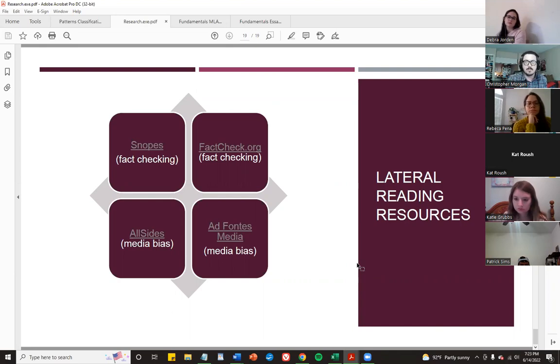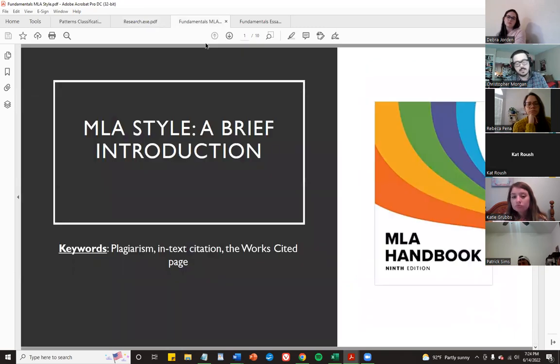It's almost like a Yelp of media evaluation in a way. And it's not necessarily a nonprofit organization. They do accept money from ad revenue. So it's not totally objective, but it's a good place to start.